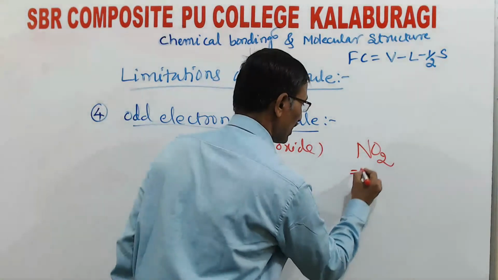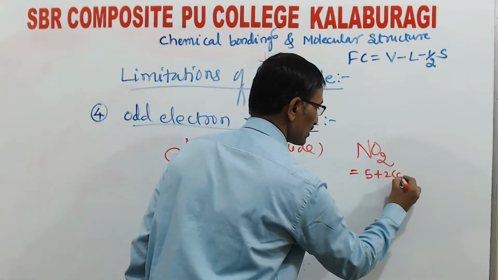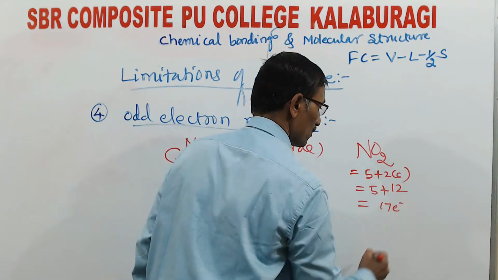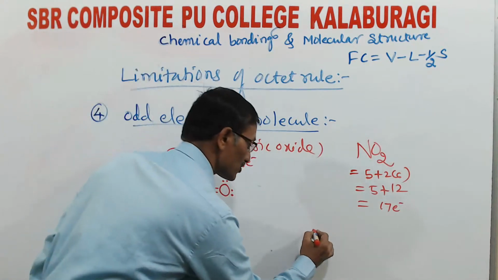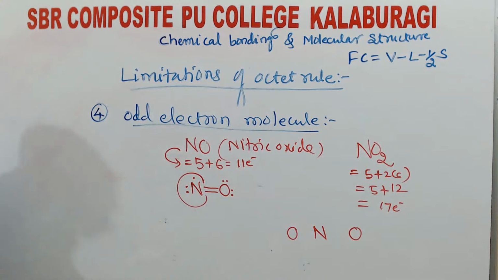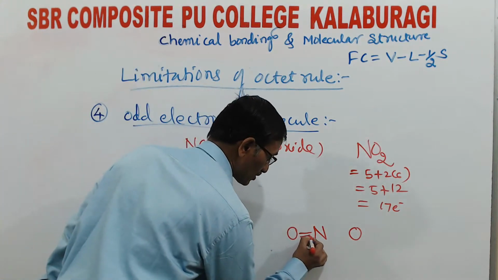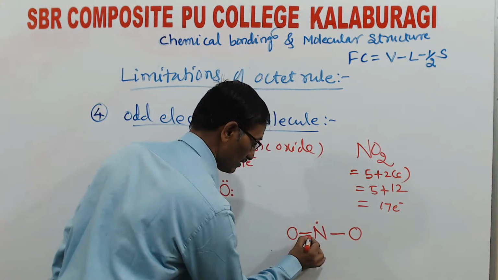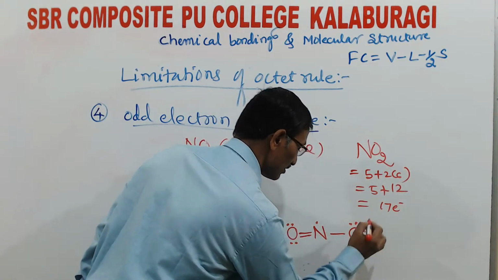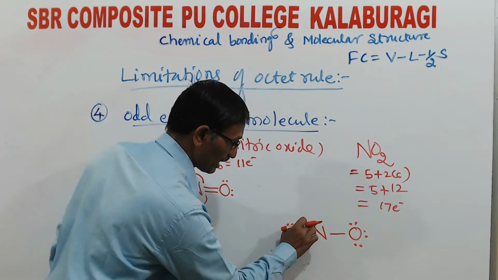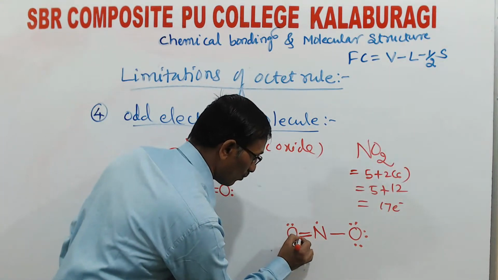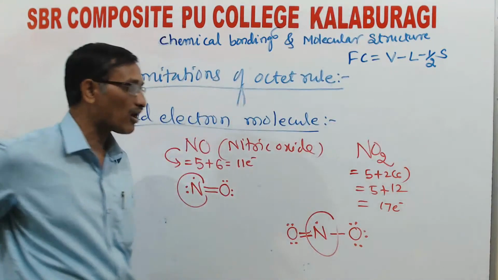Now coming to nitrogen dioxide, again you can add 5 plus 2 into 6, that is 12, plus 5, that is equal to 17 electrons. Let us see the structure: nitrogen, oxygen, oxygen. Now if you represent this molecule, you have to show a double bond, a single bond, and one electron. Let us count: 1, 2, 3, 4, 5, 6, 7, 8, 9, 10, 11, 12, 13, 14, 15, 16, 17 electrons. On the nitrogen atom, 1, 2, 3, 4, 5, 6, 7: 7 odd electrons will be there.